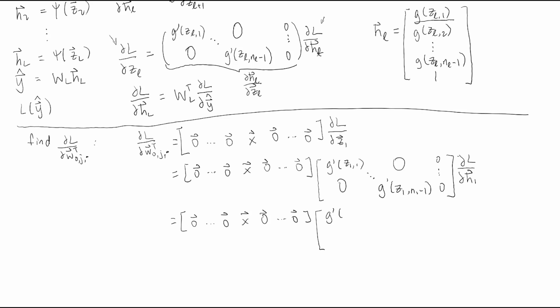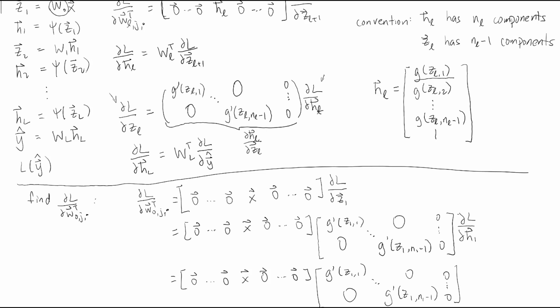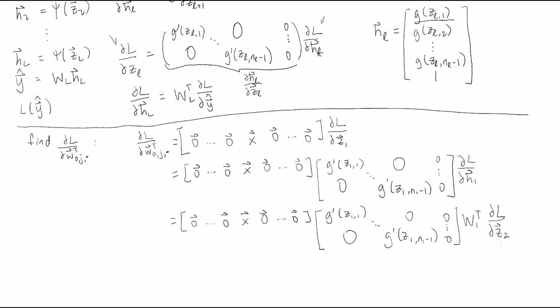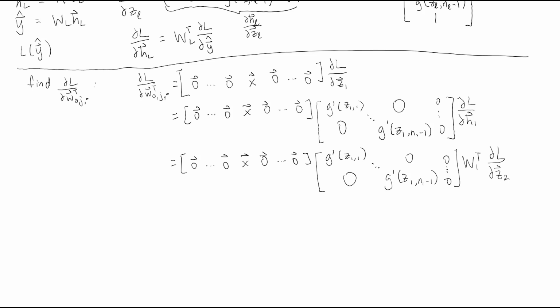So this is the diagonal matrix involving G prime. And then now we're going to expand the partial L partial H1. So for that, we're going to be looking up here. And that is going to give us W1 transpose, and then partial L partial Z2. So we can kind of see how the indices, well, first of all, the variable at the end goes from Z to H, but then eventually we get to the next Z. And then you can kind of imagine that it's going to keep going, right?